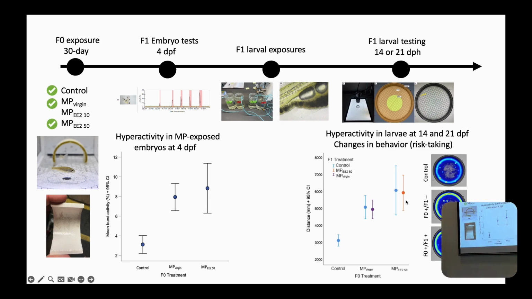So larvae that have not been exposed to any kinds of microplastics, they're performing innate behaviors, they're staying close to the edges of the arena. They are not venturing into the center of the arena, whereas larvae that have been exposed to microplastics are venturing into the center of the arena more. This is a proxy for risk-taking behavior that has been shown to correlate with increased mortality in the field due to predation.